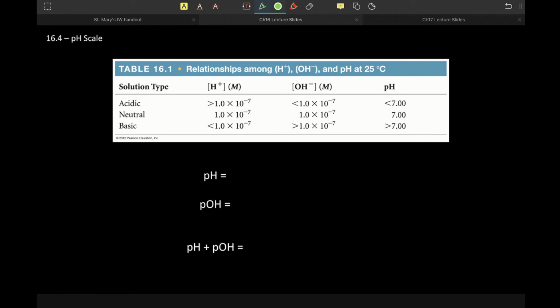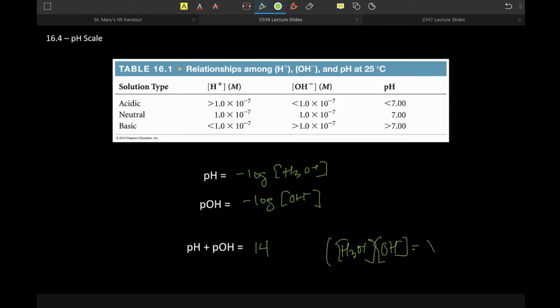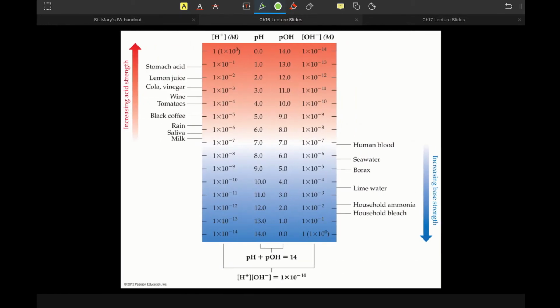All right, pH scale, this is the exact same as it was last year, wherein pH is equal to the negative log of our hydronium ion concentration. pOH is always going to be the negative log of our hydroxide ion concentration. And pOH plus pH is equal to 14, which is based on the fact that our H3O plus times our OH minus is equal to 1 times 10 to the negative 14th, which log properties gives us that. Does that make sense? Make sure you know those equations and you can manipulate them.